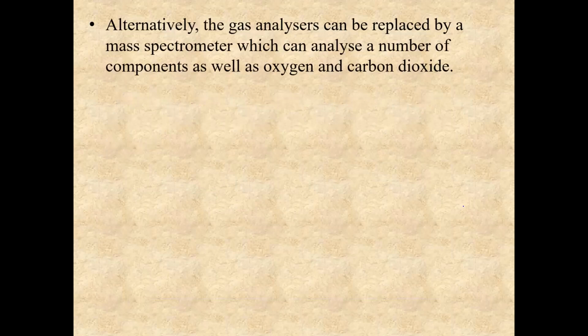Alternatively, the gas analyzers can be replaced by a mass spectrometer, which can analyze a number of components along with oxygen and carbon dioxide. So this video was all about how you would monitor oxygen and carbon dioxide in the inlet and exhaust gas of a fermenter.